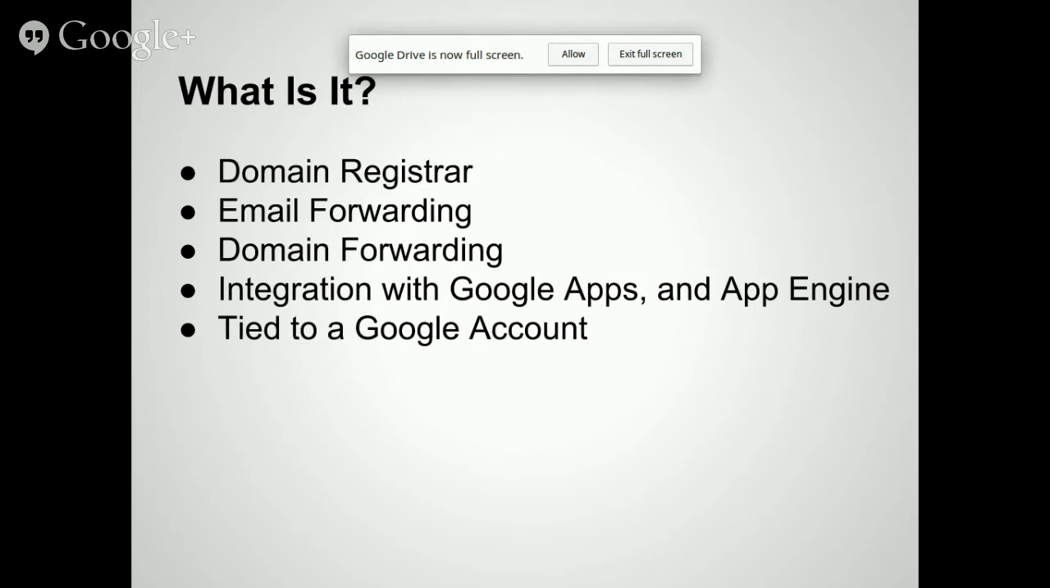Domain registrar, email forwarding, domain forwarding, integration with Google Apps and App Engine, tied to Google account, etc. So, like I said, you've probably already registered a URL before, or domain. You can now do that with Google. And during this invite-only beta period, you can do one URL for free for a year or two. I'm not sure exactly which one it is. It looked like it was 1 year, but it's like an auto-renew for the second. I don't know. We'll see.